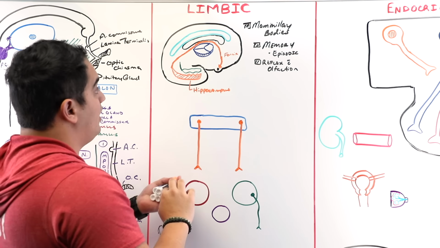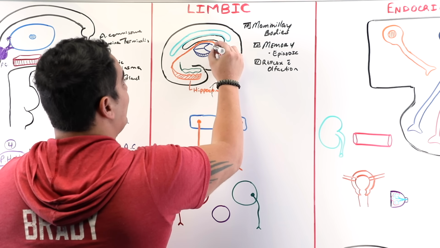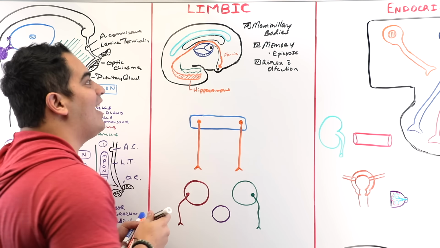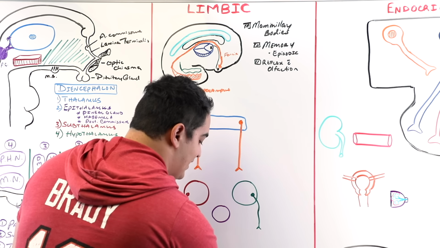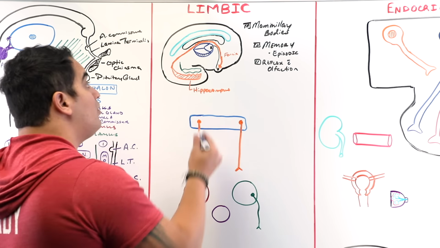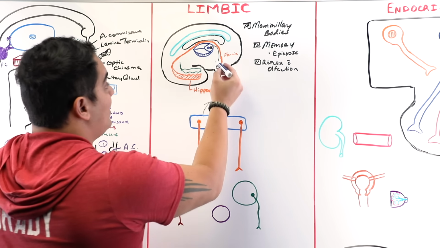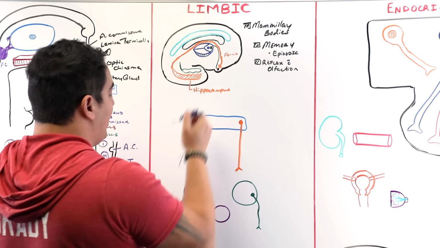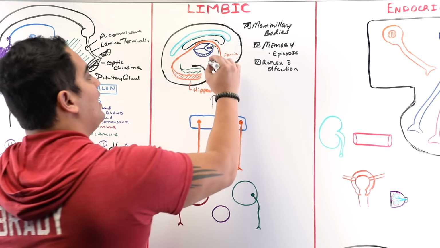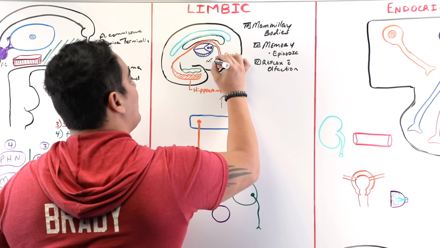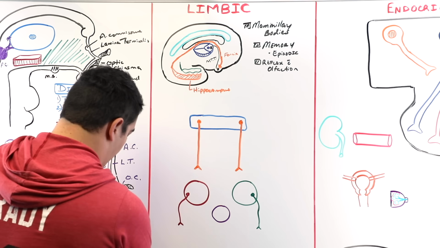Then there's actually the next connection, which is between the mammillary bodies and the nucleus of the thalamus. Do you remember what nucleus of the thalamus this is? I know you guys know. It's the anterior thalamic nucleus, right? And this connection between the mammillary bodies and the anterior thalamic nucleus is called what? It's called the mammillothalamic tract. Mammillary bodies, thalamus. Pretty self-explanatory, right?